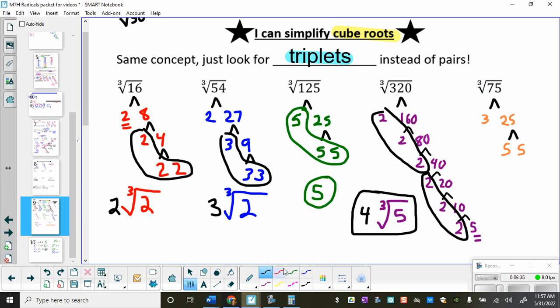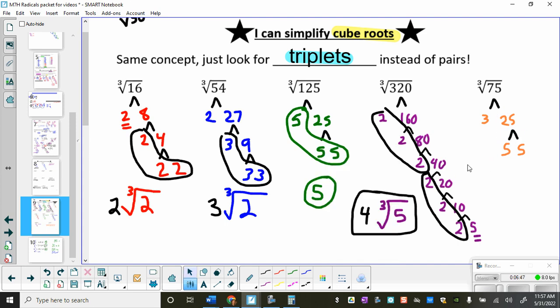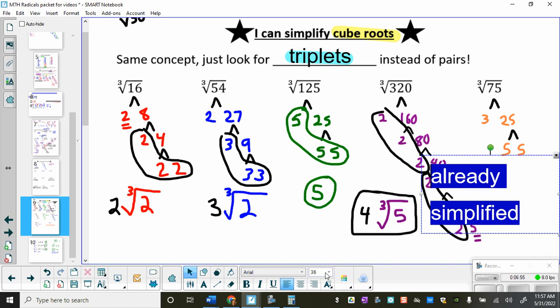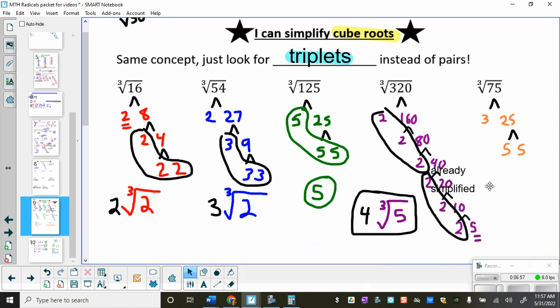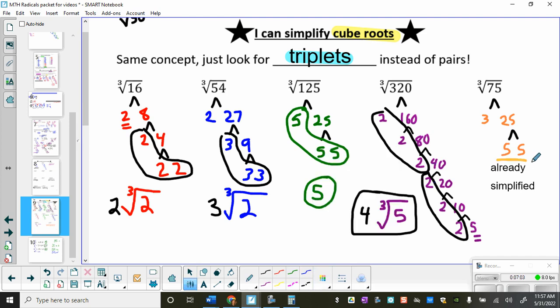All right, and then one more up top, we've got the cube root of 75. So I just broke that down into 3 times 25, and then that's a 5 times 5. And when we look here, if I'm trying to circle anything, there's no triplets for me to circle. So for this one, it's going to be already simplified. All right, and let me just change the font of that one. So it's already simplified, kind of like I couldn't reduce a 3/8. I can't reduce that. This one's already simplified. Okay, and I'll circle that in orange.